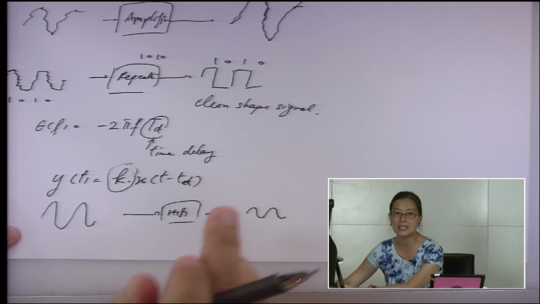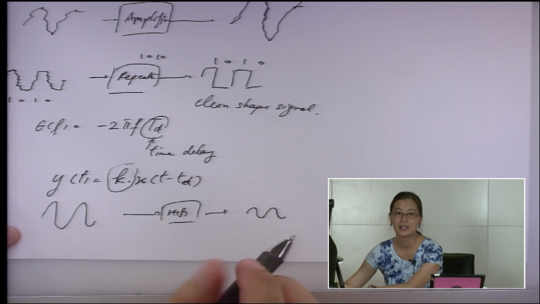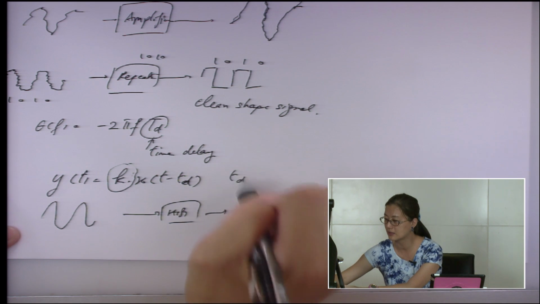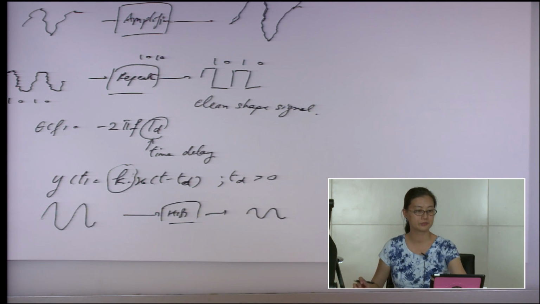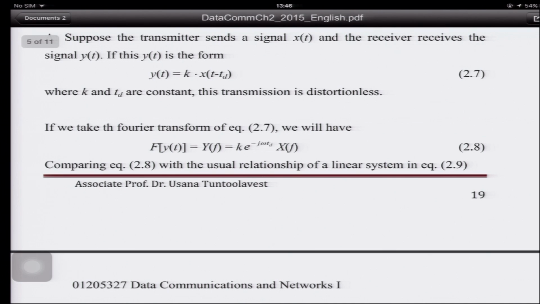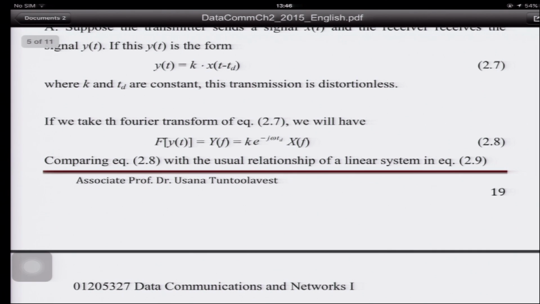Also, t_d cannot be negative, because if t_d is negative, it means that it's non-causal. The receiver receives it before you transmit it. So t_d must always be more than 0. This is the best that you can hope for, but usually you will not get that. However, we should have a benchmark, a standard that we hope to have.